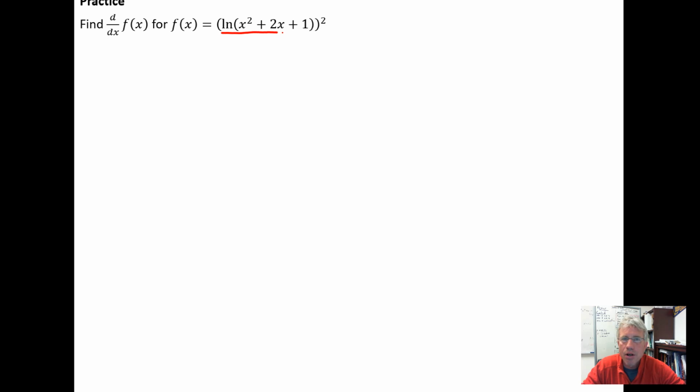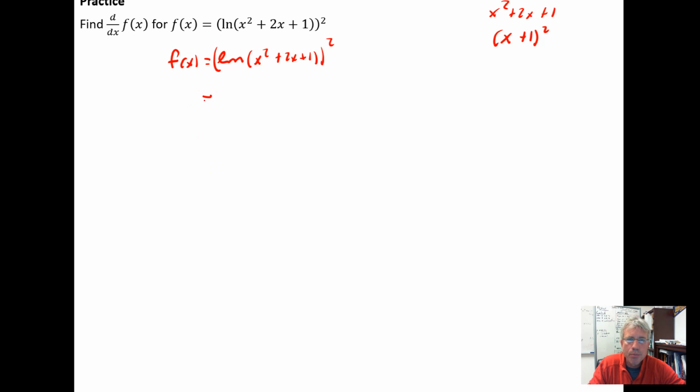So here I have the natural log function inside of the squaring function. And then inside the natural log function, we have a second degree polynomial. So we're going to use the chain rule 2 times to take the derivative. So I have f of x equals the natural log of x squared plus 2x plus 1, and this is all squared. And I do want to recognize that x squared plus 2x plus 1 factors as x plus 1 squared. So I would simplify my life a little bit by factoring before I take the derivative. So I get the natural log of x plus 1 squared, and this is all squared.